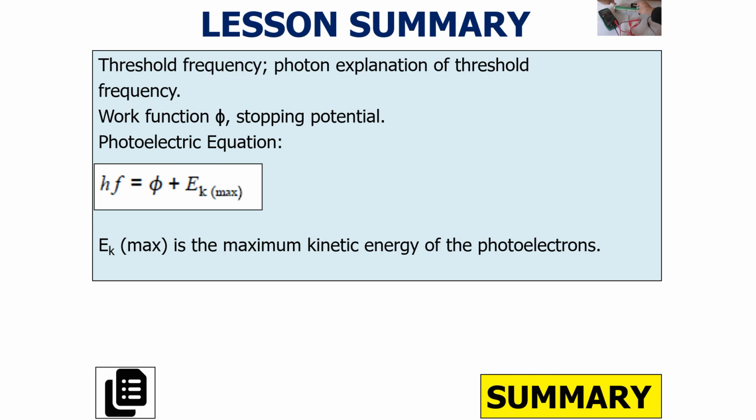So let's summarize what we've looked at in today's lesson. We've looked at threshold frequency, we looked at the photon explanation of threshold frequency, we've looked at work function, and we've looked at the stopping potential, where the photoelectric equation is hf is equal to the work function plus the kinetic energy, where EK is the maximum kinetic energy of the photoelectrons.